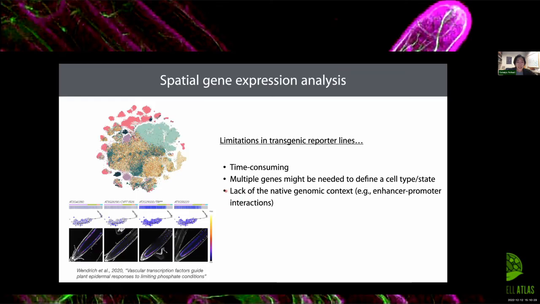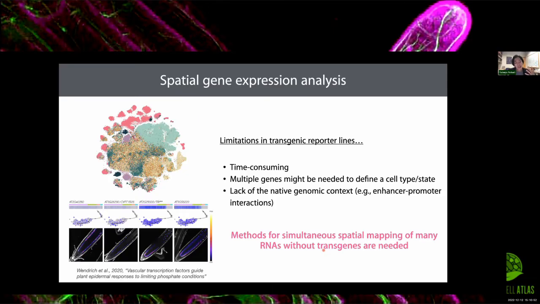And lastly, in such a heterologous expression system, it might lack the native genomic context, such as enhancers. So if you take a fixed length of the promoter regions, like 1 kb, 2 kb upstream of the gene, it may not faithfully recapitulate the actual gene expression in situ. So because of these reasons, we need some methods for simultaneous spatial mapping of many RNAs without making transgenic lines.